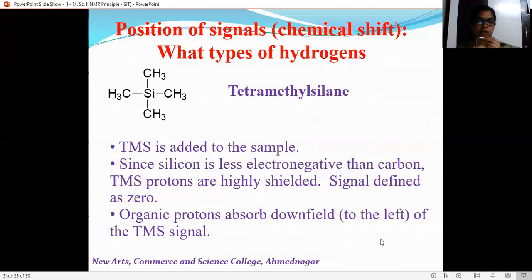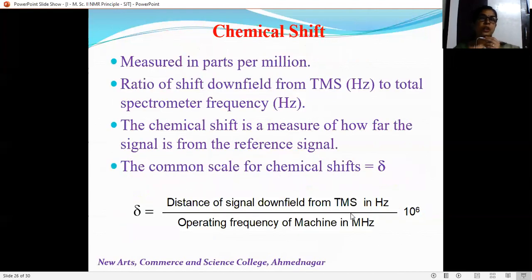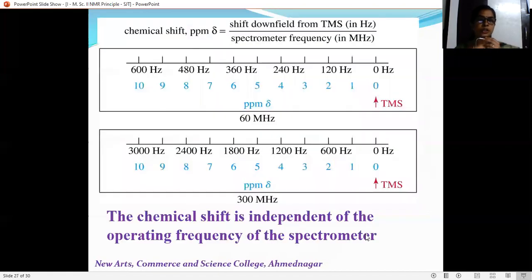towards the left of the TMS signal. Chemical shift is measured in terms of the delta value, which is expressed in parts per million. The delta is expressed in terms of the distance of the signal downfield from TMS in hertz divided by the operating frequency of the machine in megahertz, multiplied by 10 raised to 6.